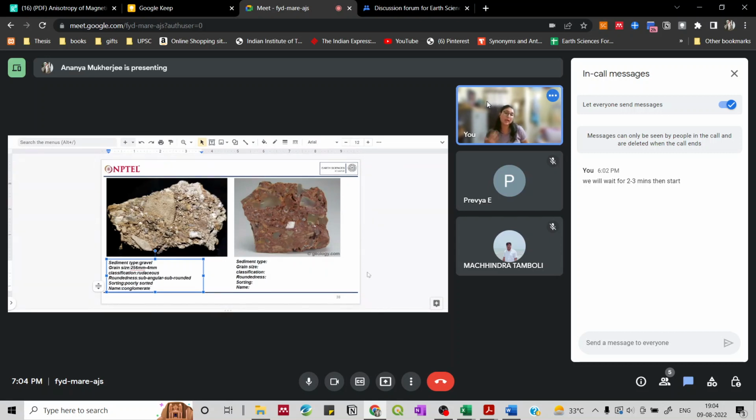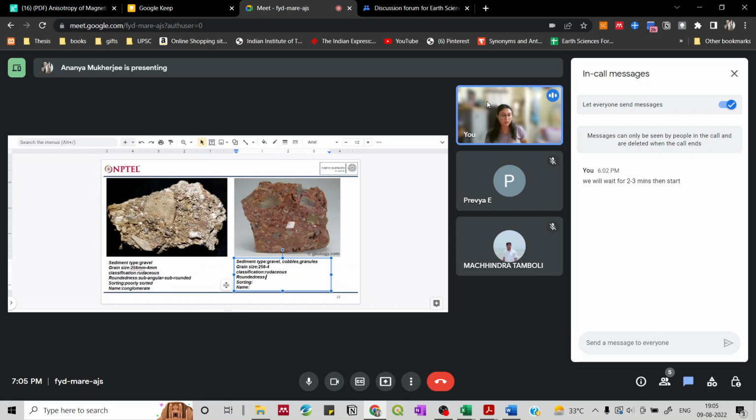Usually conglomerates are found in this form only. Now over here, sediment type, you can see that these are also mostly made up of gravel, and you have some cobbles, and you have some granules. Then the grain size over here is mostly between 256 to 4 millimeter, probably. Then the classification for this is again rudaceous.